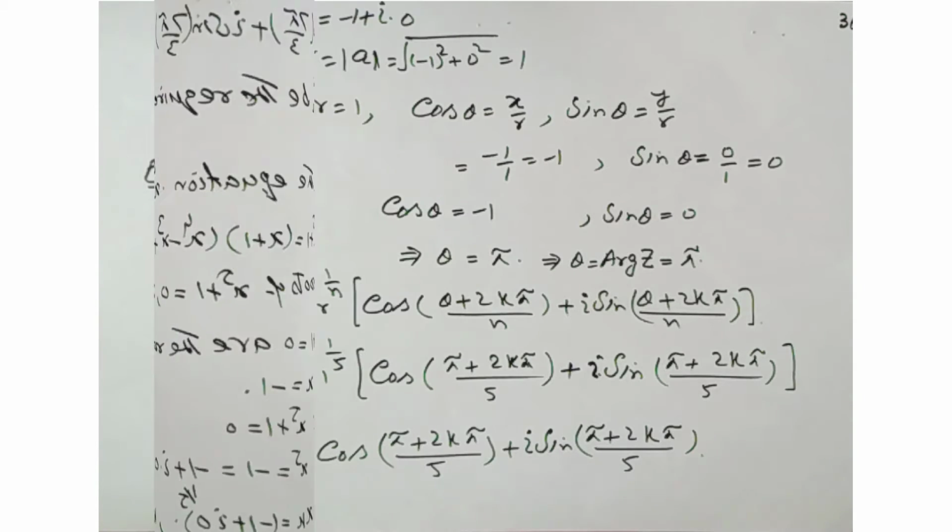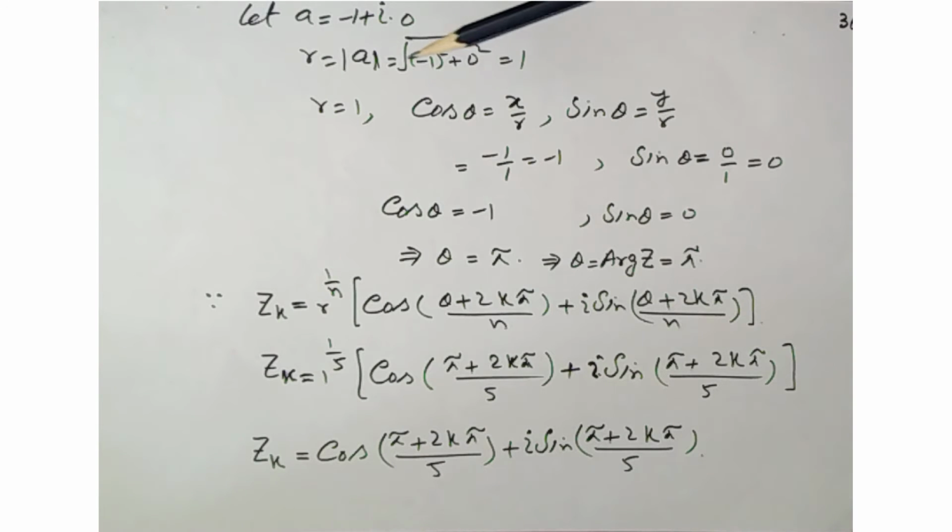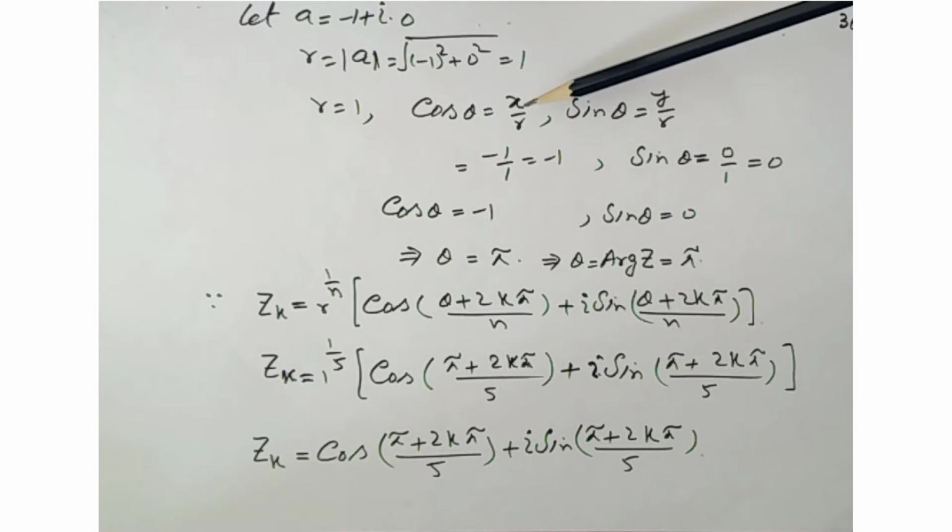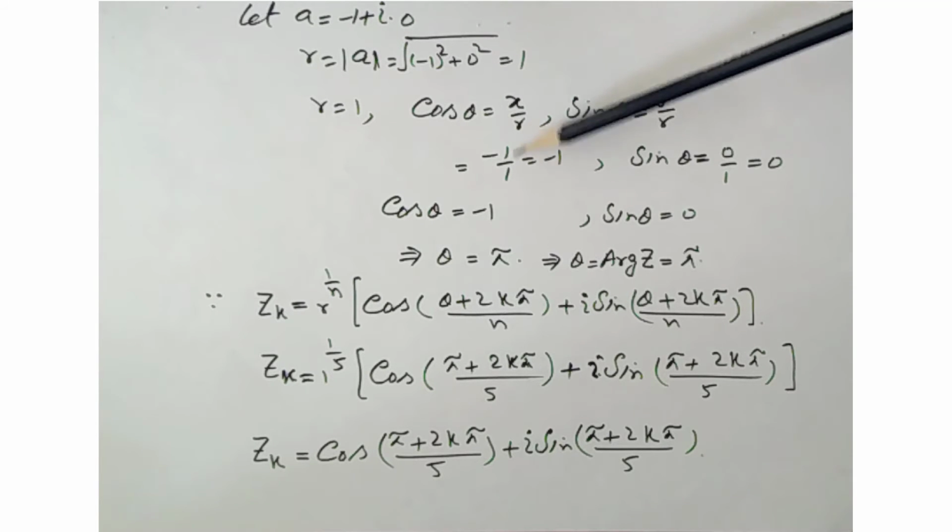Let a equal to minus 1 plus iota into 0. We find r equal to mod a, which is square root of minus 1 squared plus 0 squared, equal to 1. So here r is equal to 1. cos theta is x over r, sin theta is y over r, here x is equal to minus 1 and y equal to 0. So here we put the value of x, that is minus 1, and r equal to 1.